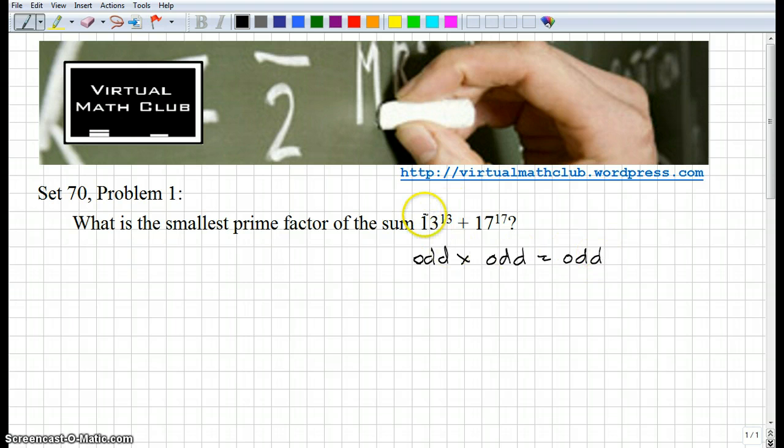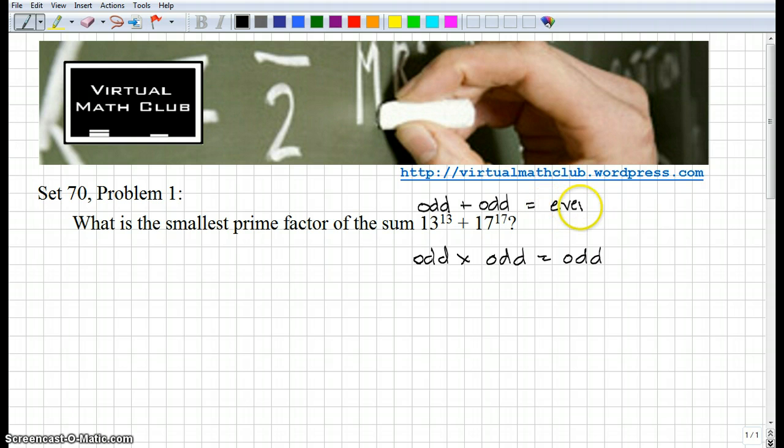Okay, so that means that 13 to the 13th power, that's just 13 multiplied by 13 times. We're just taking odds times odds, and so we're always going to get an odd number. So 13 to the 13th power is odd. And the same way for 17 to the 17th power. It's also odd because we're just taking 17 times 17 times, and all the odds are multiplied by odds, and we get an odd.